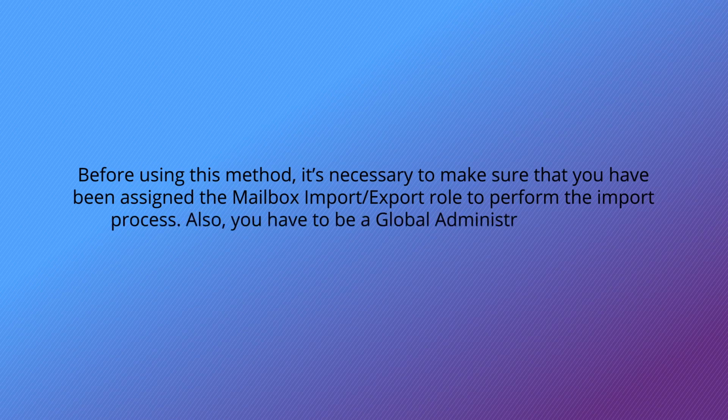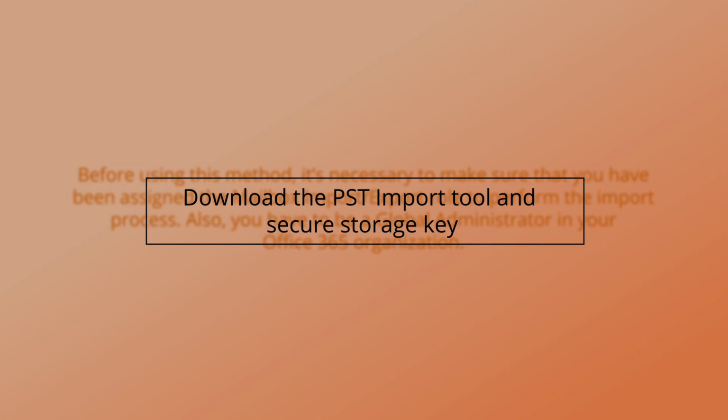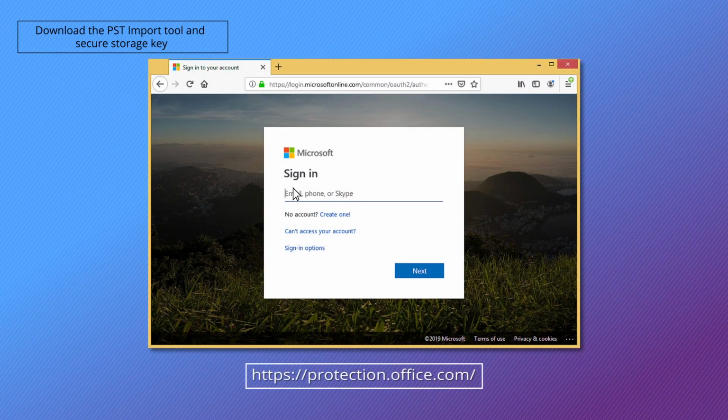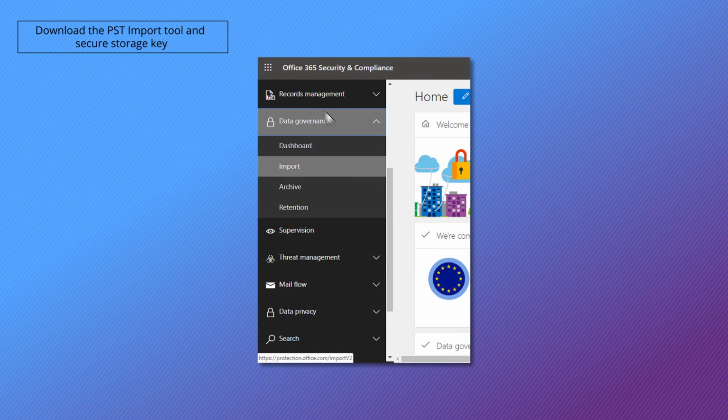Also, you have to be a global administrator in your Office 365 organization. So let's move to the process. Step 1. The first step in drive shipping method is to download the secure storage key. So visit this link and sign in with your Office 365 administrator account. Here, go to Security and Compliance Center in the left pane and expand Data Governance and click Import.